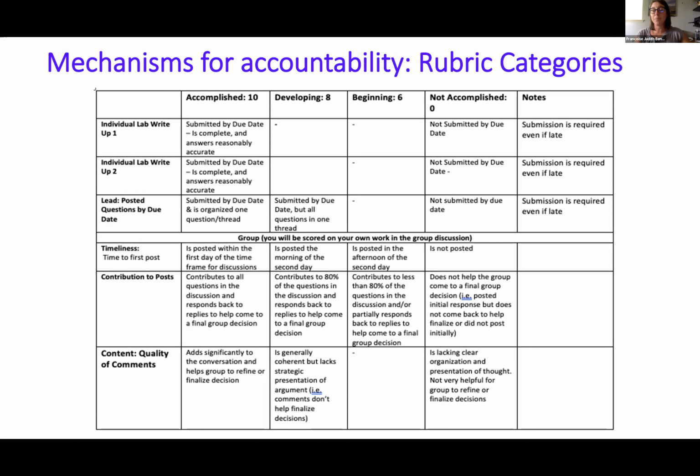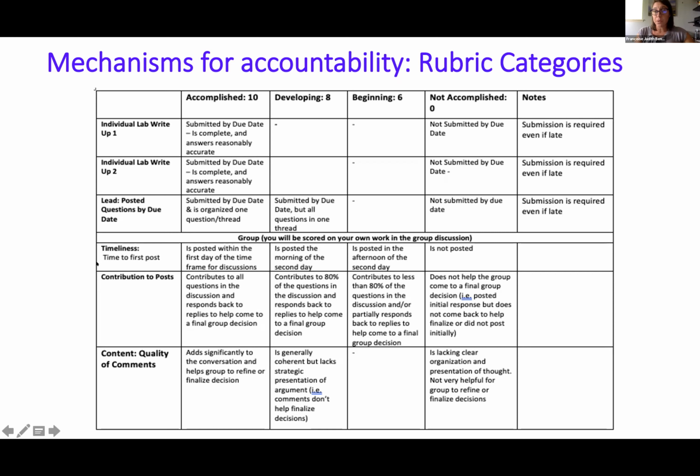So I'd like to take you through the categories that we had, because you'll really see how the students were motivated beyond just the fact that it was a collective group lab write-up for a grade to have that rich discussion. So the top three rows are individual work, and the remaining rows are group work. The first three rows really have to do with timeliness. Did the students contribute their individual lab write-ups parts one and two on time? And did the lead post those disagreements on time? And I should note that if they didn't submit it on time, they still had to submit it because they could receive zero participation credit if they didn't.